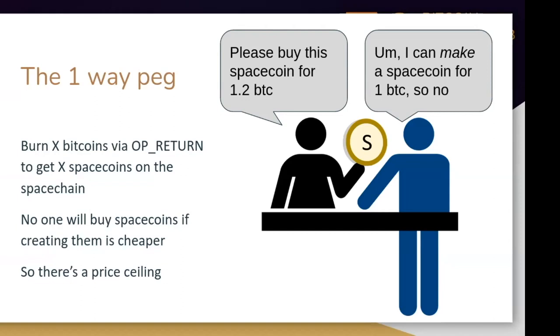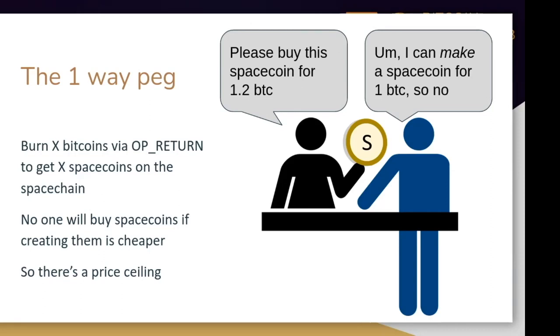The one-way price peg means that there's a cap on the price of this token, and it's less like an altcoin. So no one will buy space coins if creating them is cheaper. So there's a price ceiling on them, and that's kind of an interesting property of the one-way peg. The real negative of it is that, well, you have to destroy Bitcoins. The way you do this is by taking Bitcoin, sending it to a piece of text, and you can never have those Bitcoins again. You just get a corresponding amount of sidechain tokens. And if no one uses that sidechain, if there's no demand for it, then you're just screwed. You just lost money, and there's no way to fix that.